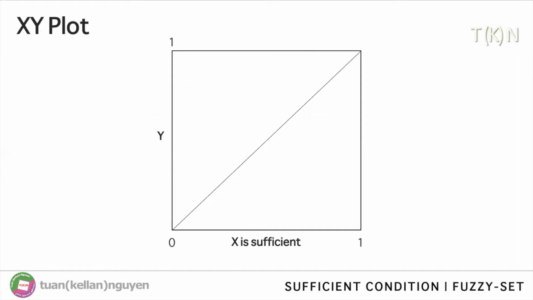The fuzzy set subset relation can be clearly visualized in an XY plot. The axes display the fuzzy set membership scores of cases in the set of condition X and the outcome Y. We can see the diagonal line runs from the bottom left 0, 0 corner to the top right 1, 1 corner, which describes cases where membership in the condition X and the outcome Y are similar.